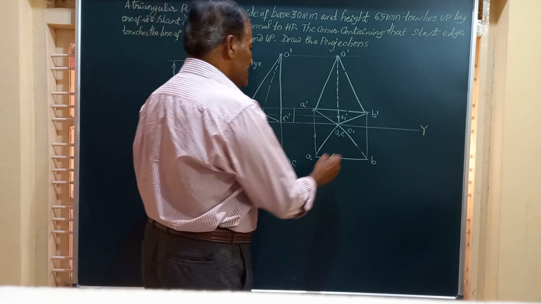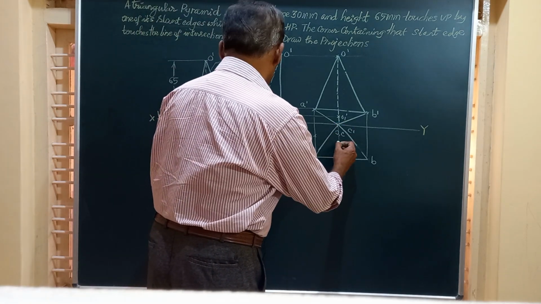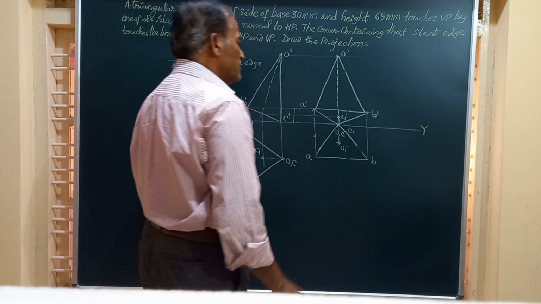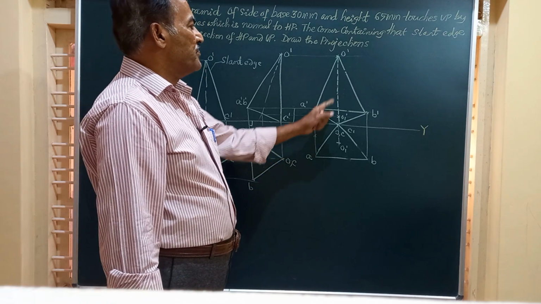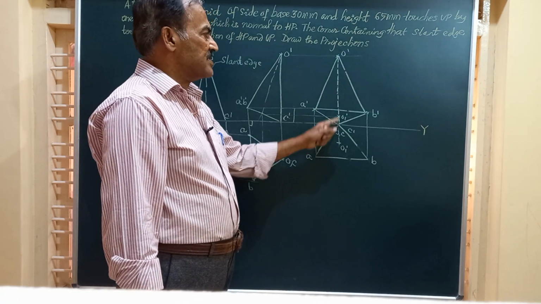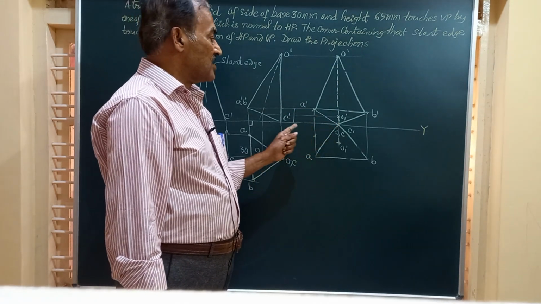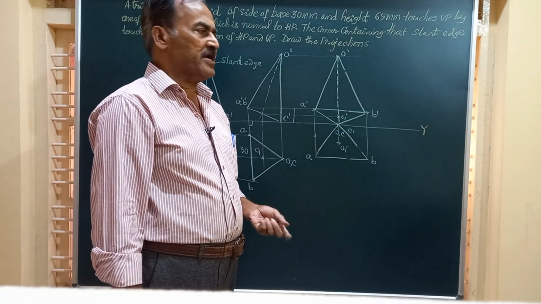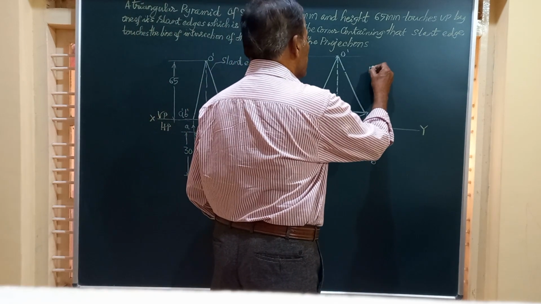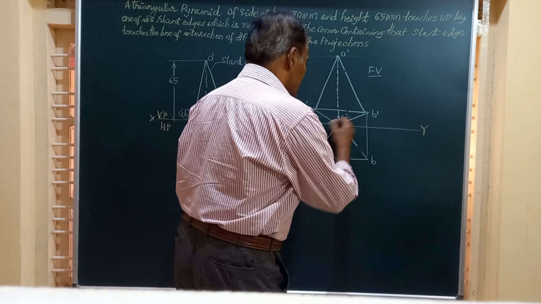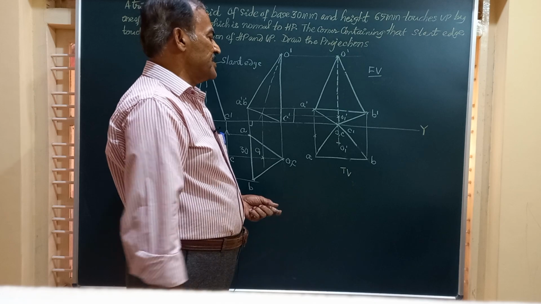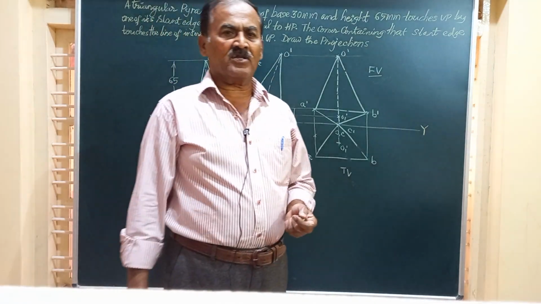And friends, this is how we obtain the projections of the triangular pyramid which is lying on VP on one of its slant edges, with the corner of that slant edge on the line of intersection of HP and VP. That is to say, on the line XY. Friends, this will give you finally the front view of the pyramid, and this will give you the top view of the pyramid. So this is how, friends, we obtain the projections of the solid.